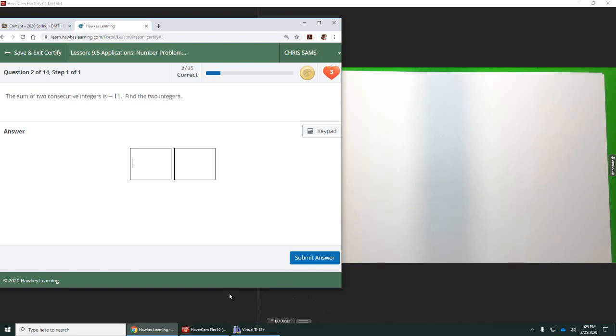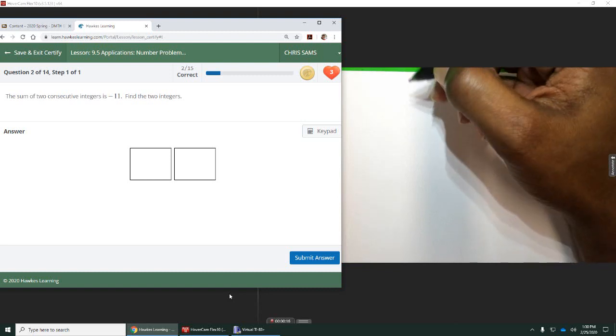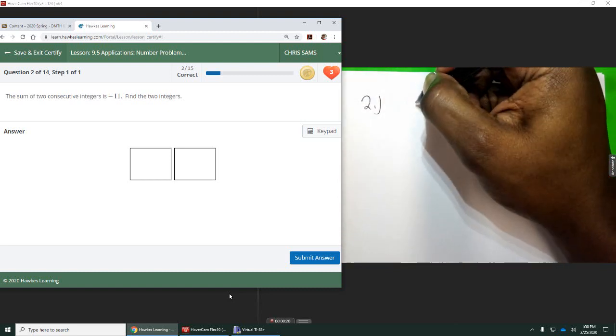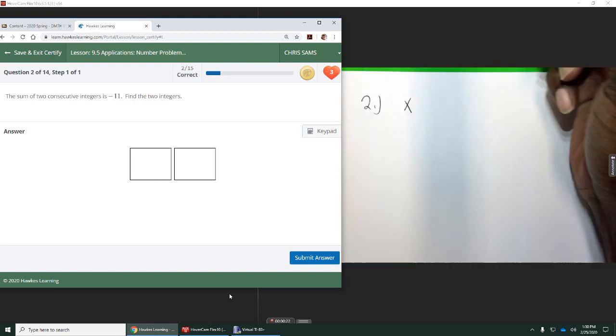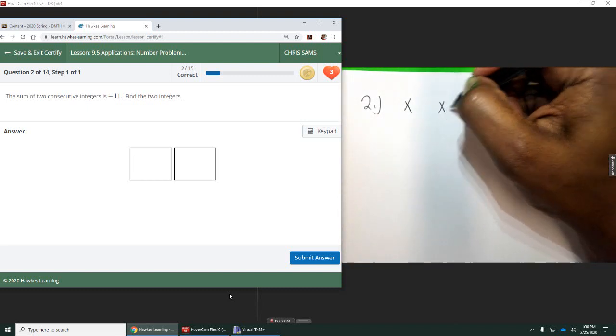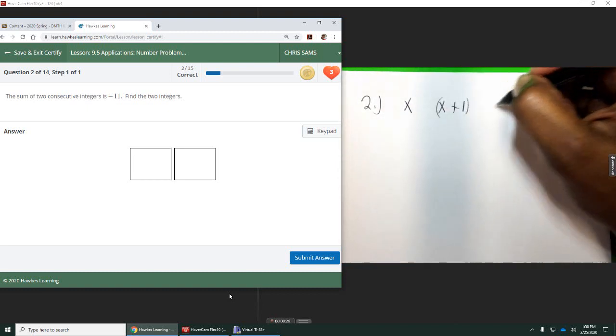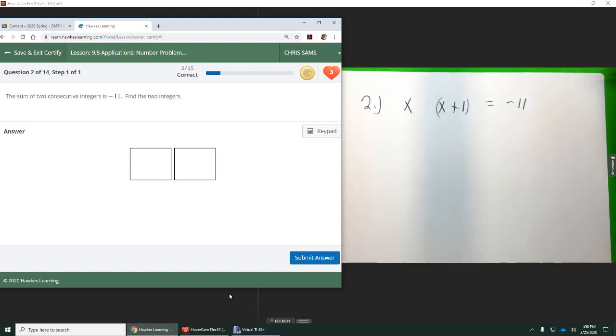All right, problem number 2. It says, find the sum of two consecutive integers. The sum of two consecutive integers is negative 11. Find the two integers. Okay, so when they give you this, they mean if you add up two numbers back to back, so one of them I'll call x, the other one I'll call x plus 1. If I add these two up, then I get negative 11.